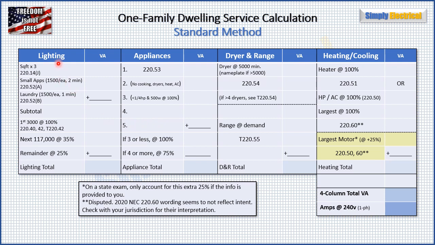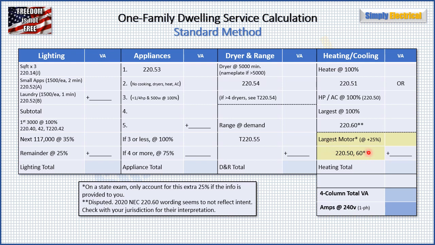For your lighting, you're just going to have your square footage and your small appliances, laundry, all that stuff that goes under the general lighting demand. We'll take our demand factor and get a lighting total. And don't worry if I'm going too fast right now, because this is just a brief overview, and then we're going to get into the nitty-gritty and all the specifics in just a moment. Next, you have your appliance column where you just list your appliances and tally them up, get your total, with some provisions we'll talk about later. Dryer and range. Take your dryer, get that in your range, get that total, and total them up. And then you got your heating and cooling, which is the first section of this column, and you total those up, figure out which one you're going to use.